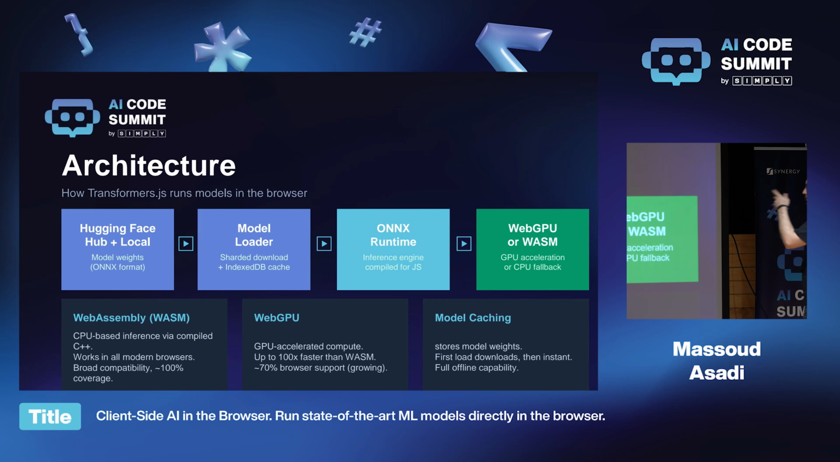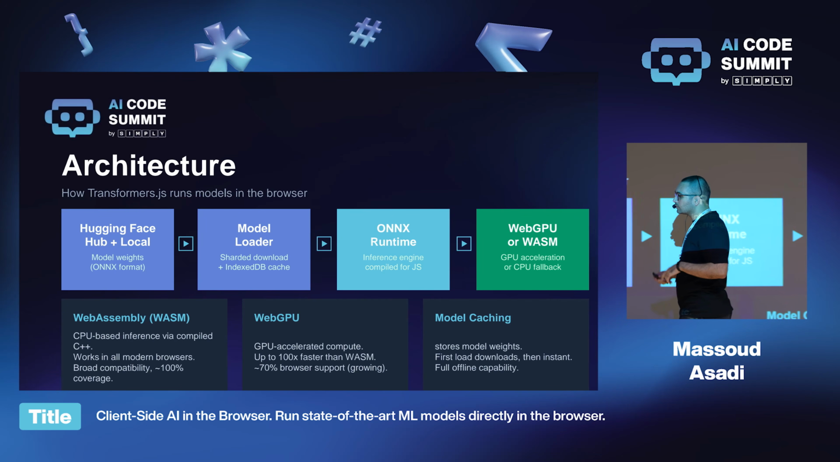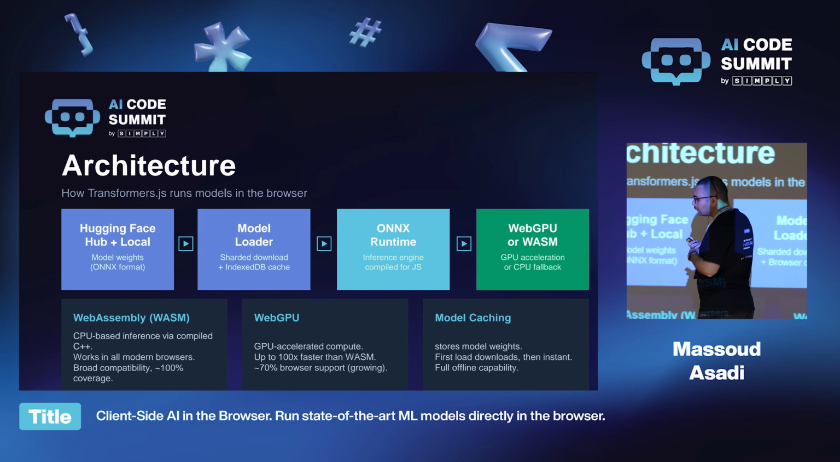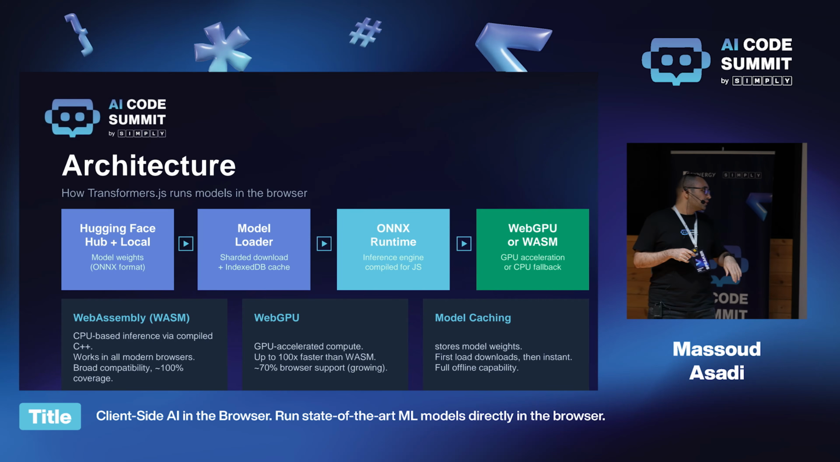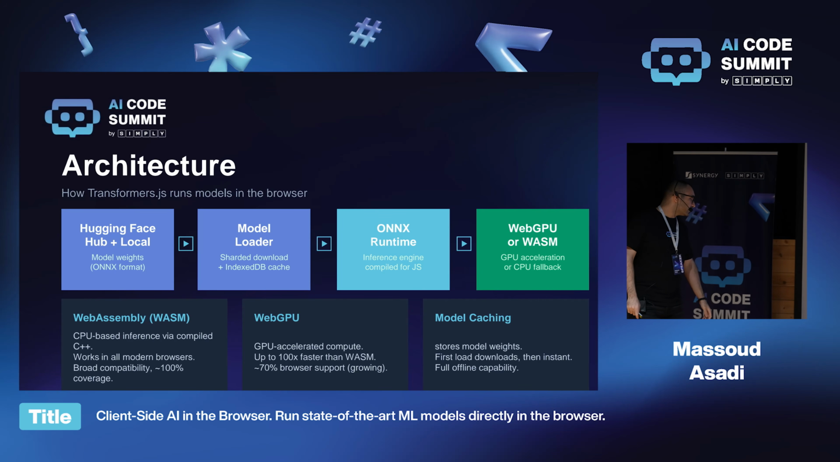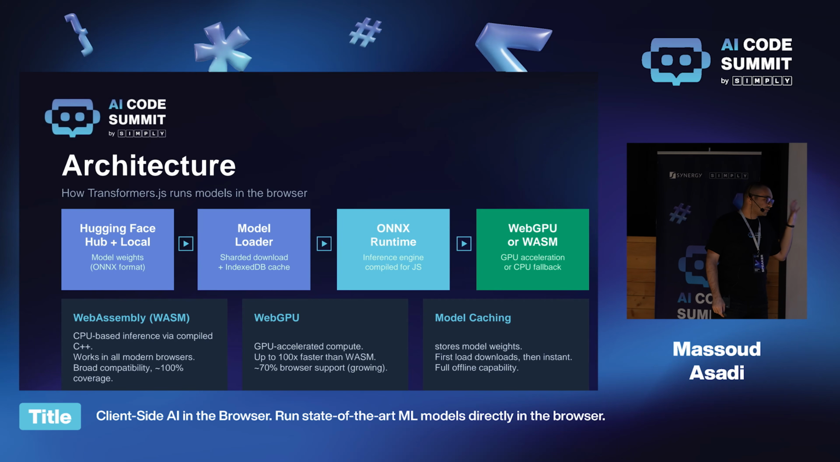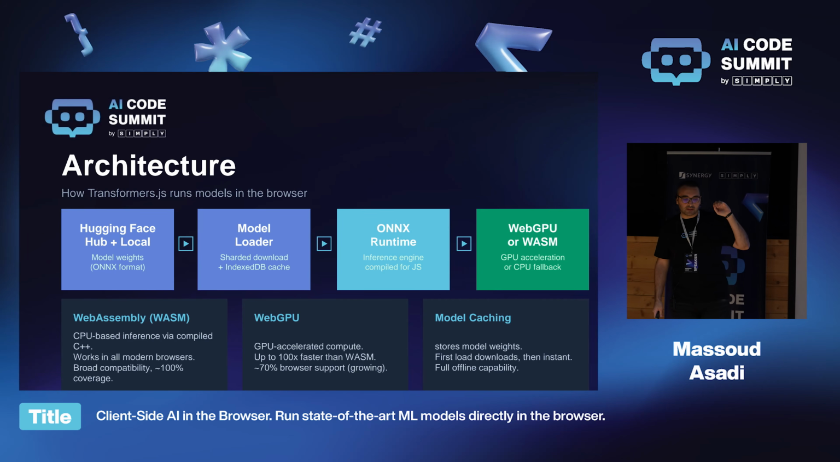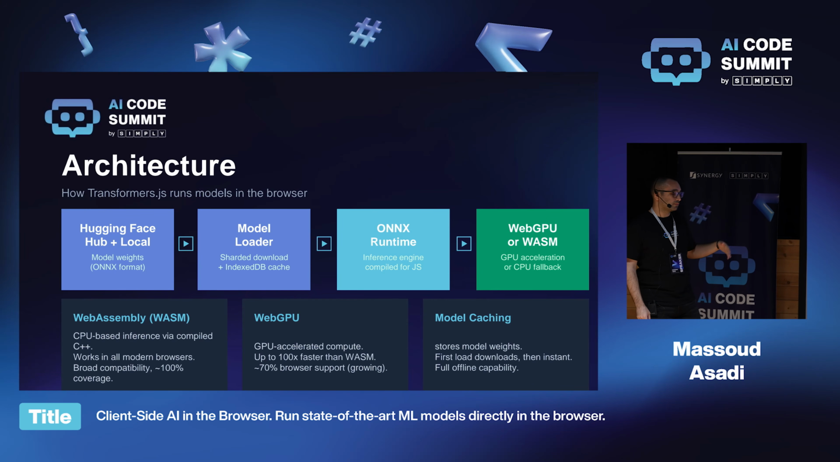So let's see what happens when you use Transformers.js. The first thing is that you must choose your model. Let's say I will choose Llama. It first gets downloaded from Hugging Face. Of course, you can use a local web server if you want. Then after the model is downloaded, it will be copied to the browser cache because it's huge, maybe 1 gigabyte, 2 gigabytes of data.